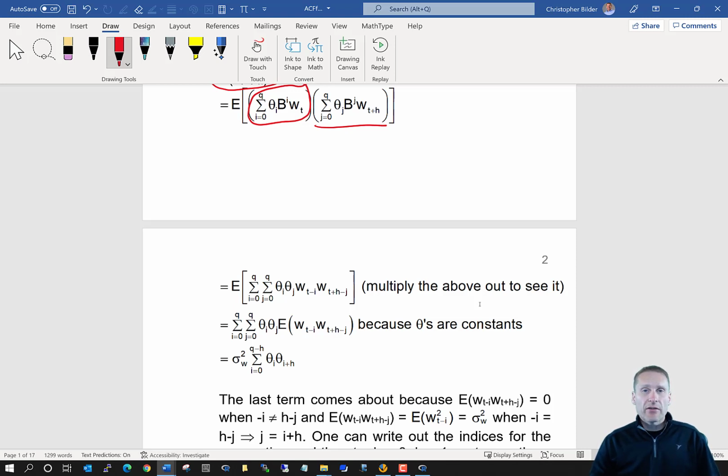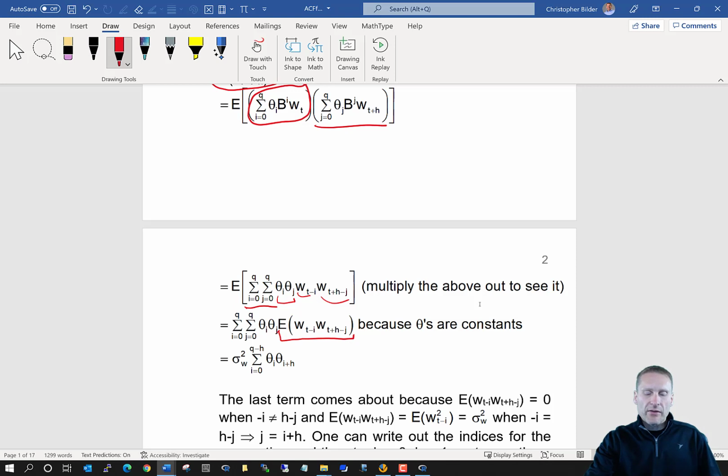You start seeing patterns occur, so that in the most general case we have a double summation, i equals 0 to q. That's the first summation. Second summation, j equals 0 to q, theta sub i times theta sub j. We have two w's here with time indices of t minus i and t plus h minus j. We can bring the expectation through the sum, and also those thetas are constant, so we can further bring that expectation through, and this is what we get now.